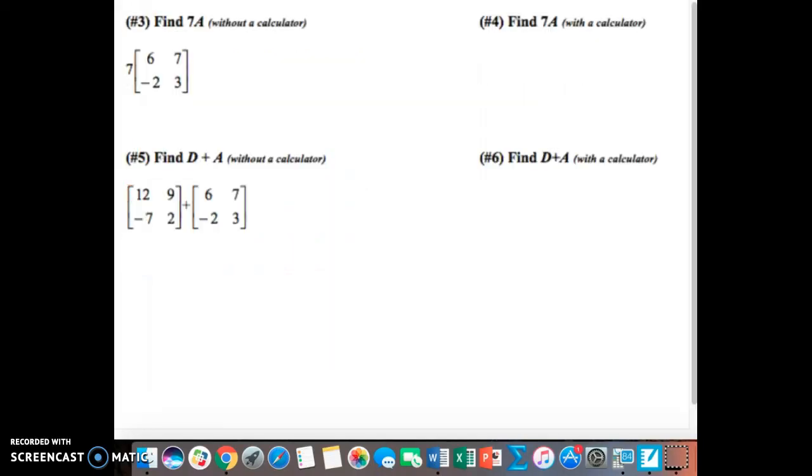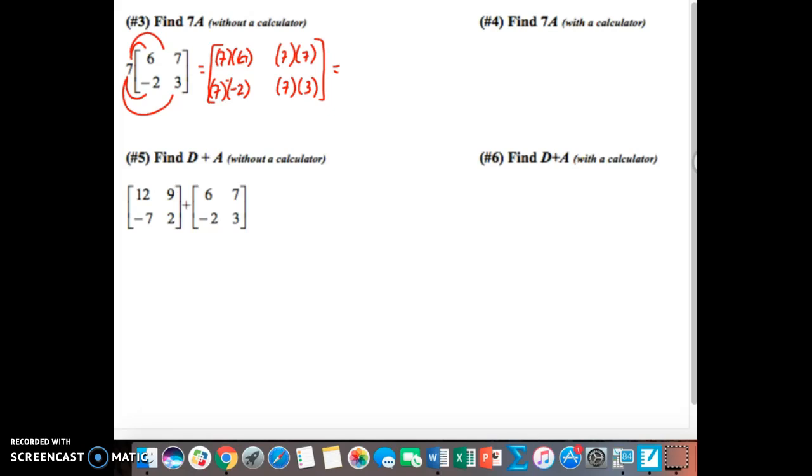For the next example, we are asked to find 7 times A. This is called scalar multiplication. And anytime we have a number out in front of a matrix, that number has to get distributed to every single term within the matrix. So 7A will look like 7 times 6, 7 times 7, 7 times -2, and 7 times 3.